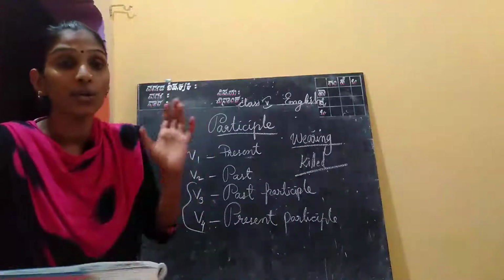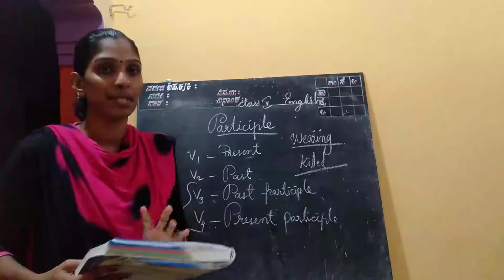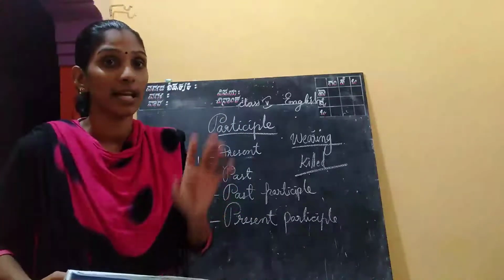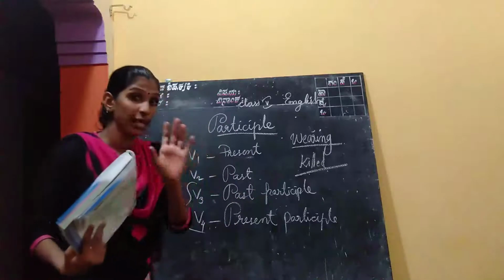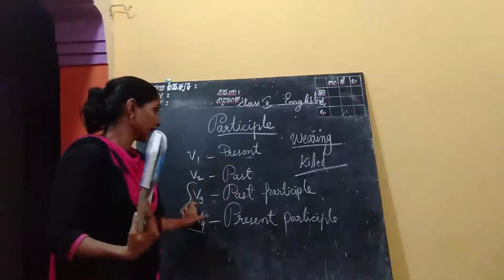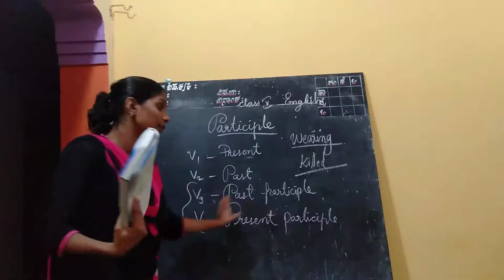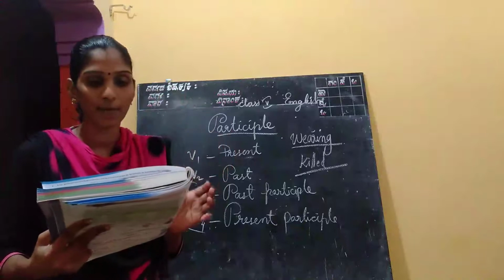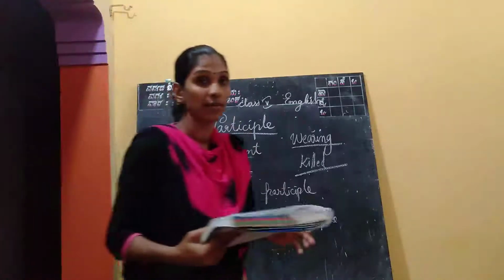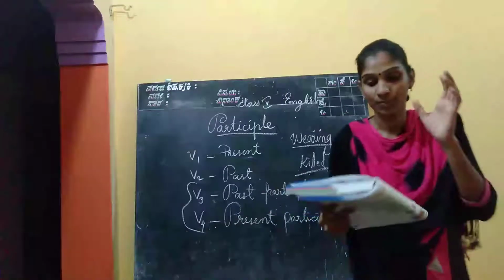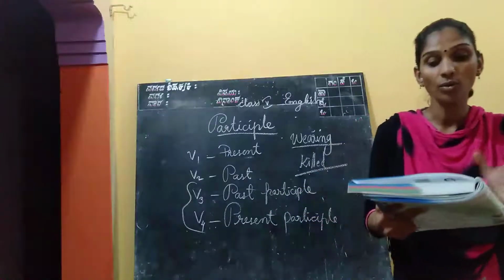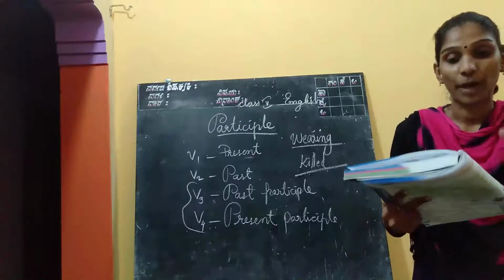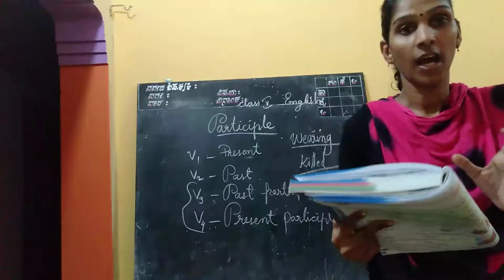So how many types of participles are there? Two types of participles are there, in the sense V3 past participle and V4 present participle. Okay, see, present participles are formed in the following ways. Now we are going to learn how we can form present participles. Okay, let us see how it is.